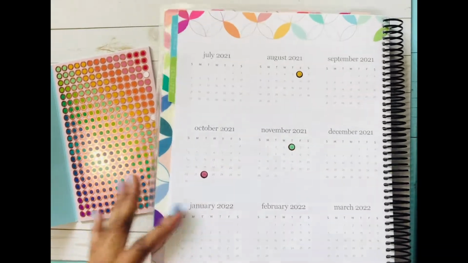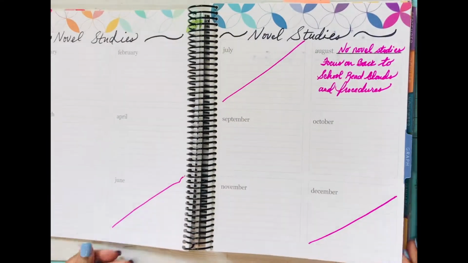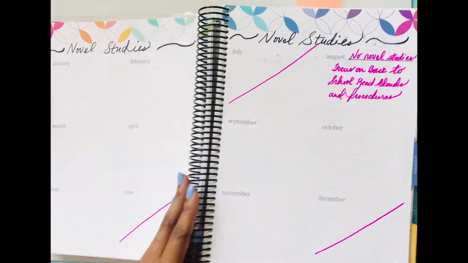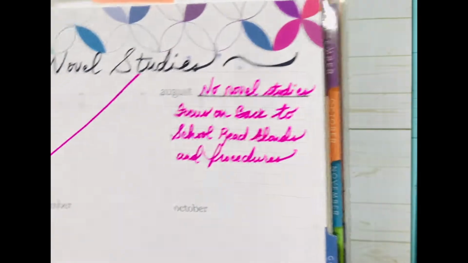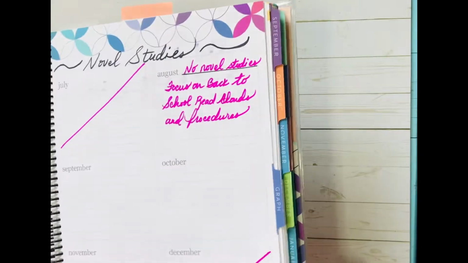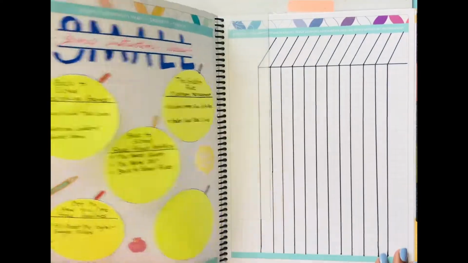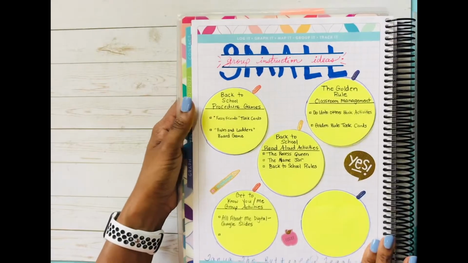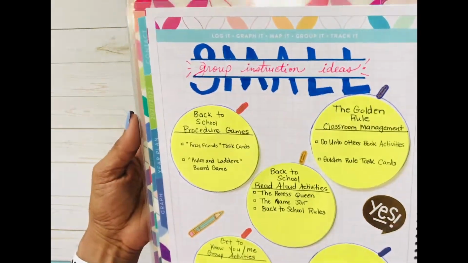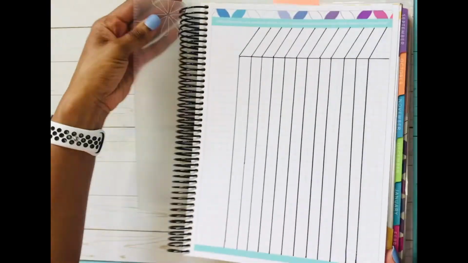So I have my calendar here. This is just showing a snapshot of the year. I have a few stickers there with important dates. And then I use the yearly graph section for my novel studies. But I do not read a novel with my students the first month of school. We just focus on back to school books. And speaking of those, I have a lot of small group instruction planned using our back to school books and activities. So that's the gist of setting my planner up.